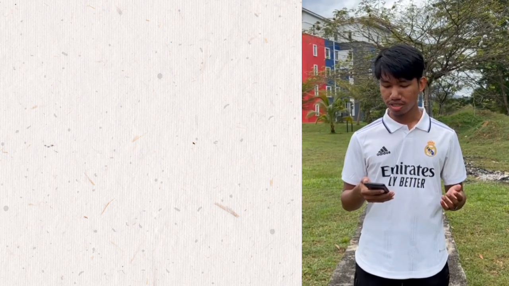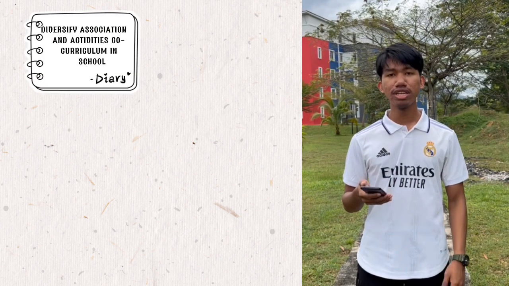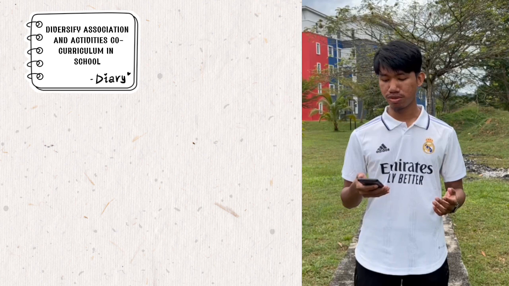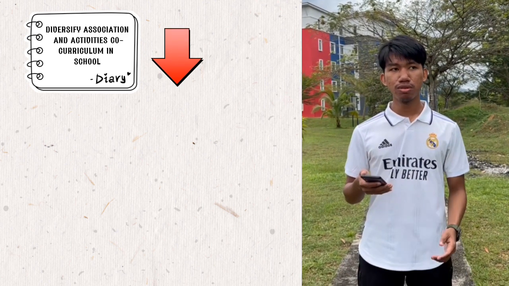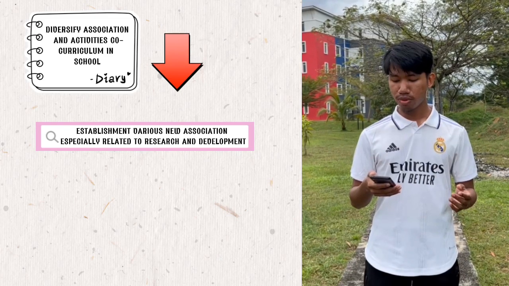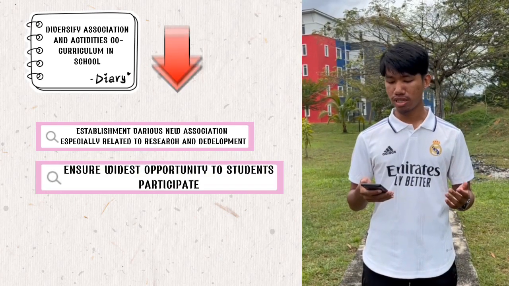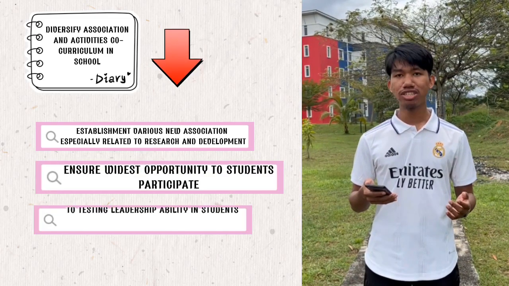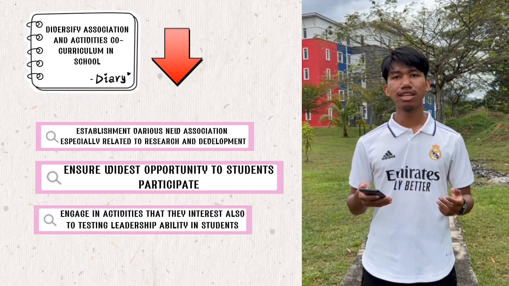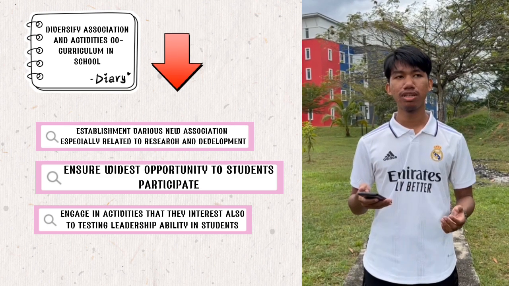For increased performance implementation in school, we need to take a few actions and modifications. Firstly, diversify association and activities co-curriculum in school. From this context, we need to establish various new associations. This strategy is important to ensure widest opportunity for students to participate and engage in activities that they are interested in. Also to test leadership ability of each student.